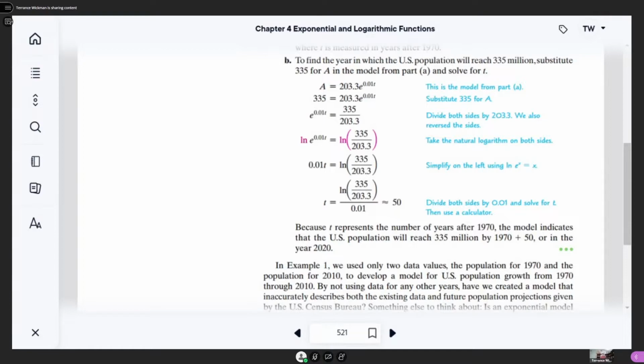Now, somebody could Google that and see what the population of the world is, see if they're off or not. But let's do this first. Let's pull in our ln 335, and that's divided by 203.3, same as the other one. Then all that's going to be divided by 0.01. And let's see what we get.